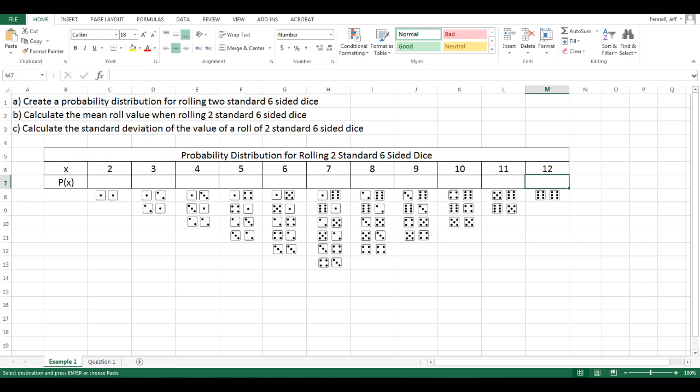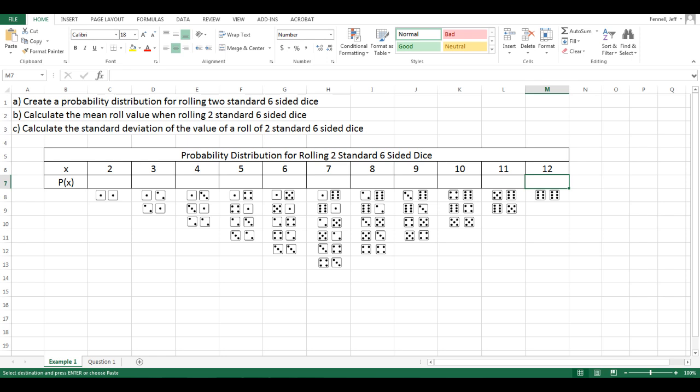But to calculate the probability, we need to know not only the number of different ways we can roll a 2 or a 3 or a 4 or whatever, we need to know how many potential different rolls there are in total. So with 2 6-sided die, we can think of it in 2 different ways. I have 6 potential options on one die and 6 potential options on the other. So 6 times 6 gives me 36 potential options. Or 6 to the exponent 2, the same thing. 36 potential different rolls we have with 2 6-sided die.